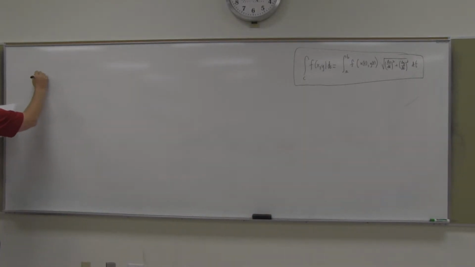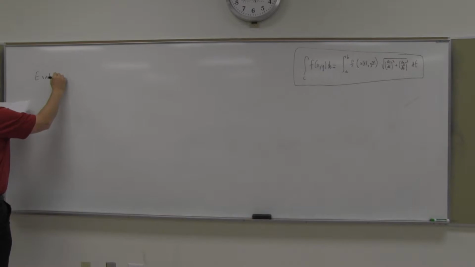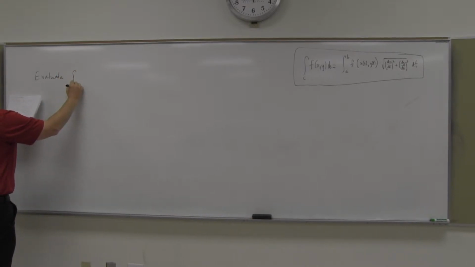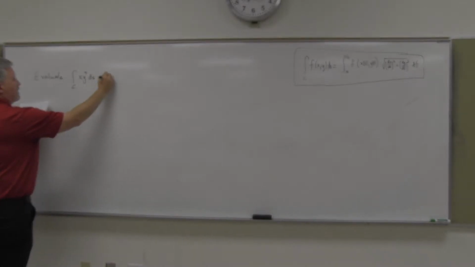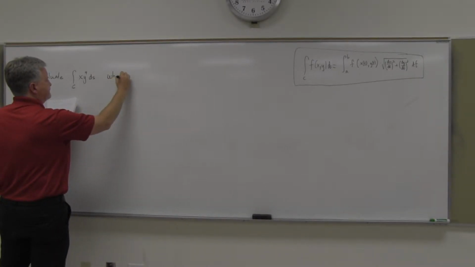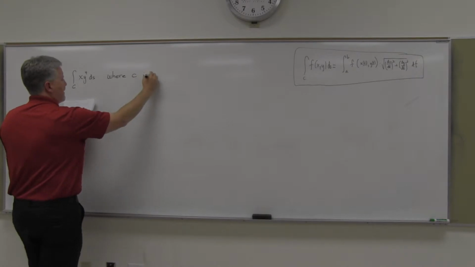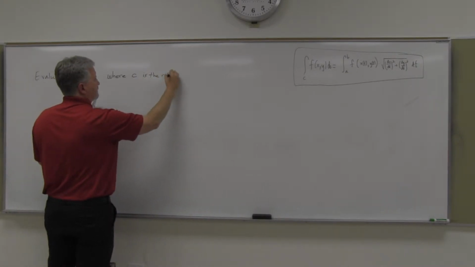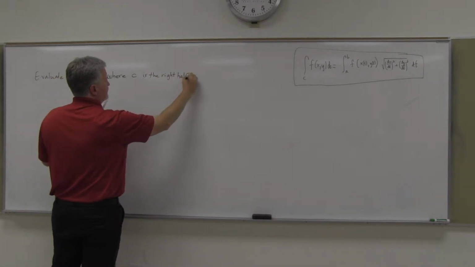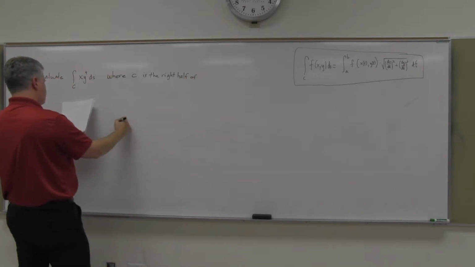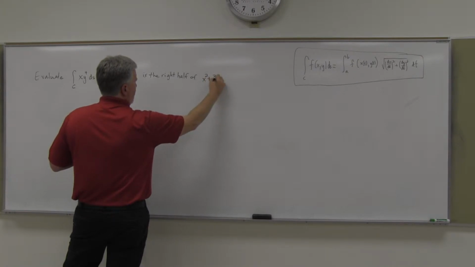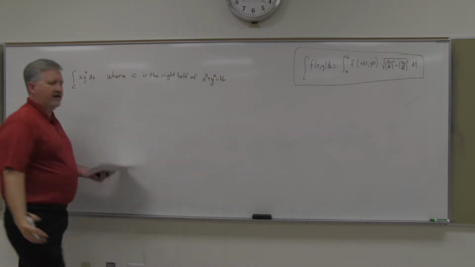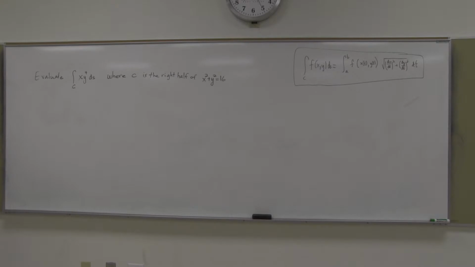Okay, so let's evaluate the integral over C of xy to the fourth ds, the line integral, where C is the right half of x squared plus y squared equals 16. So the right half of the circle, a semicircle, to the right.